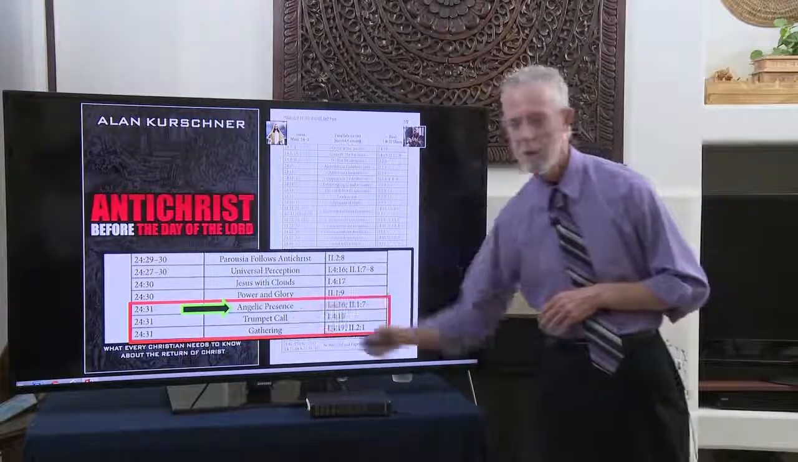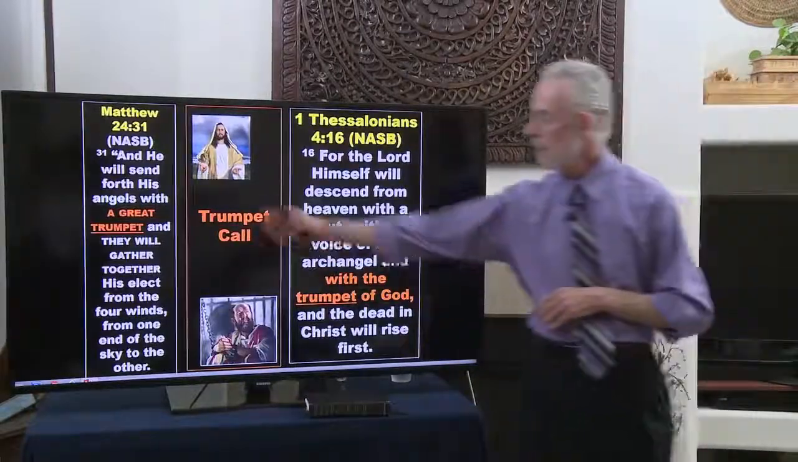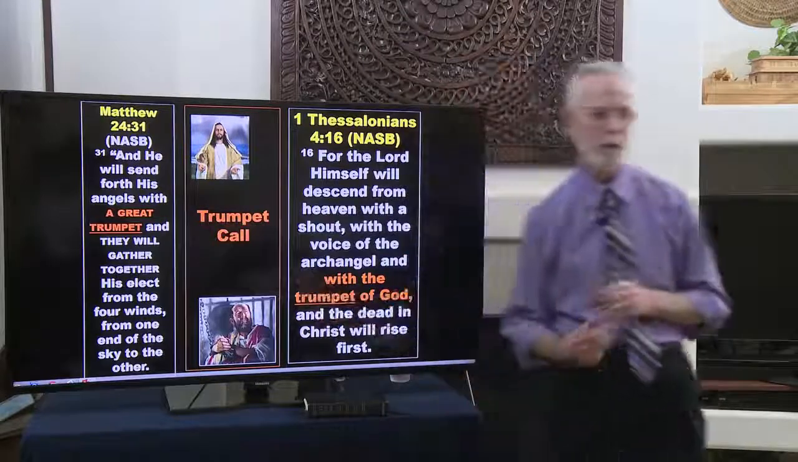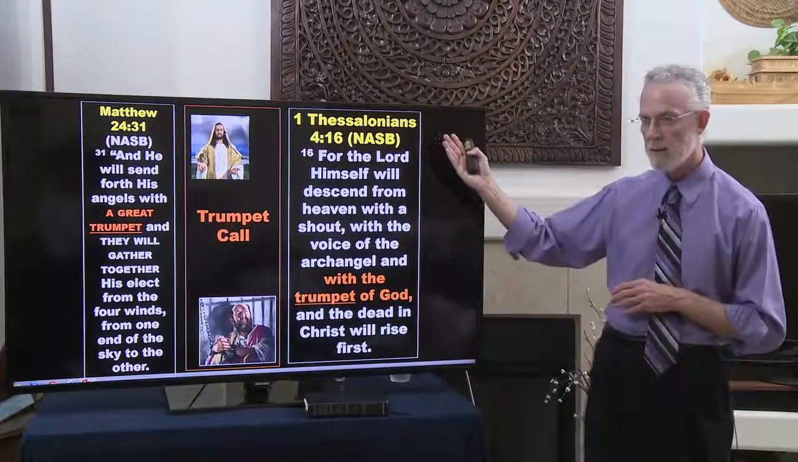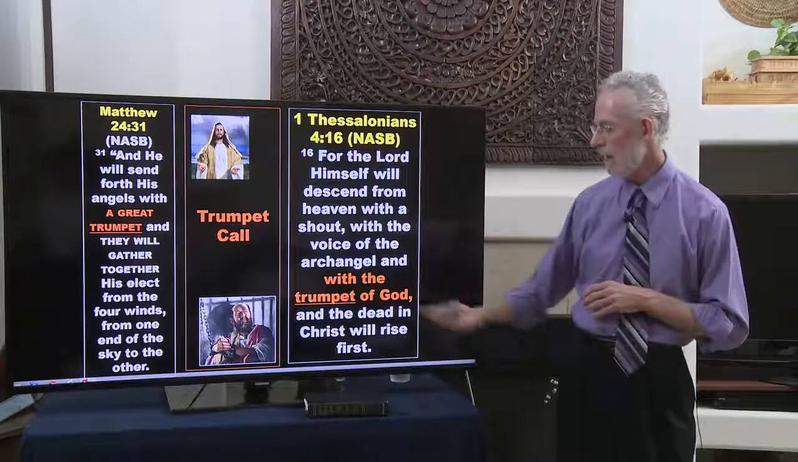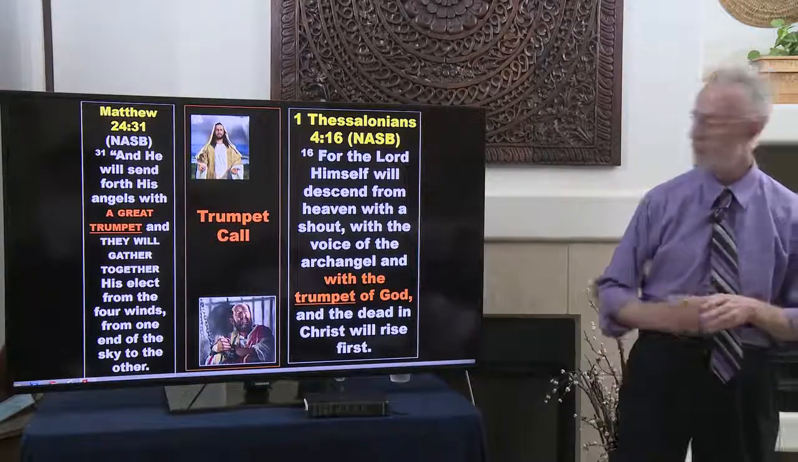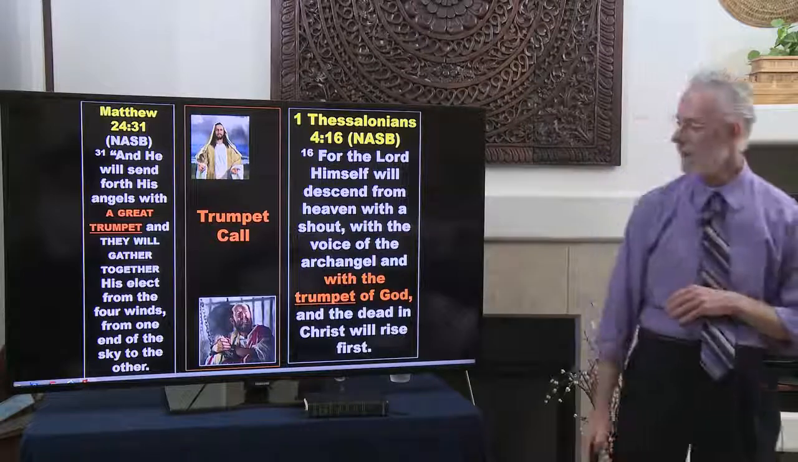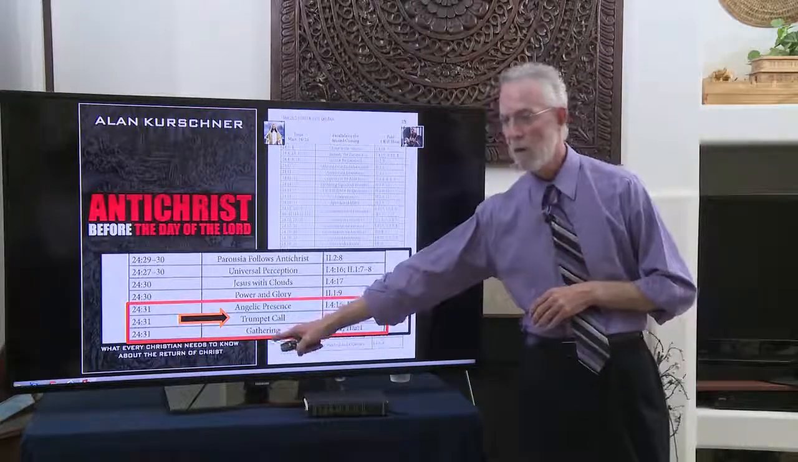Right. The next thing we're going to see is the trumpet call. Jesus said he's going to send forth his angels with a great trumpet. And Paul said the same thing. The Lord will descend from heaven with the shout, with the voice of the archangel, and with the trumpet of God, and the dead in Christ will rise first. They're both talking about the trumpet call. And then the amazing one is the third one, the gathering.